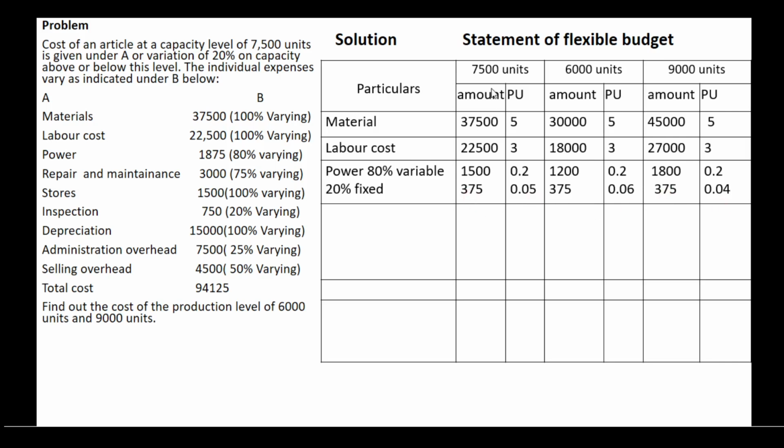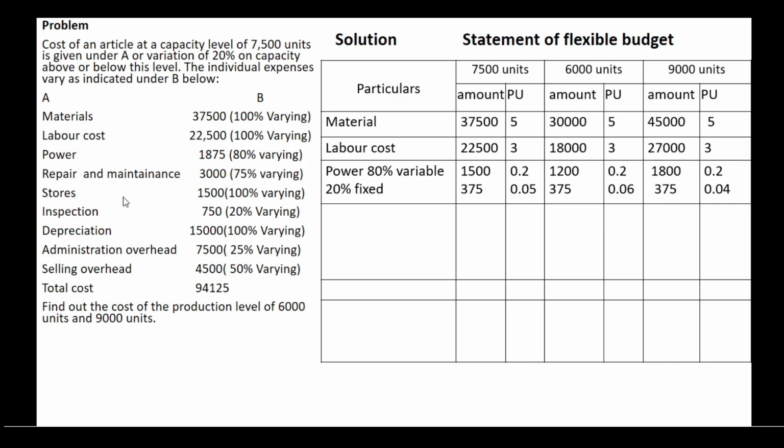So 375 divided by 7500, 0.05. 375 divided by 6000 units, that is 0.06. For the 9000 units, 375 divided by 9000. So the cost per unit is 0.04. You observe here, in the variable the amount is changed, but the cost per unit is the same. But under the fixed, the amount is the same, but the cost per unit is changed. So this is the power.